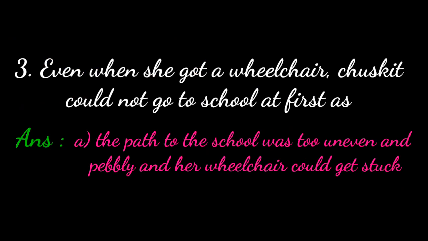Now, third one. Even when she got a wheelchair, Chuskit could not go to school at first. As the answer is, the path to the school was too uneven and pebbly, and her wheelchair could get stuck. I repeat the answer. The path to the school was too uneven and pebbly, and her wheelchair could get stuck.